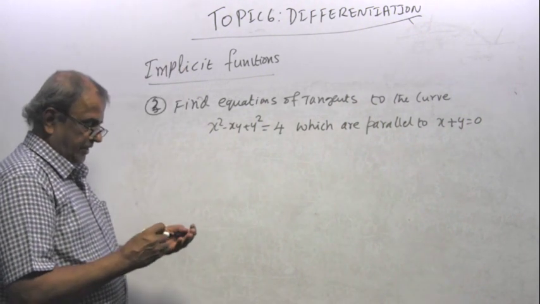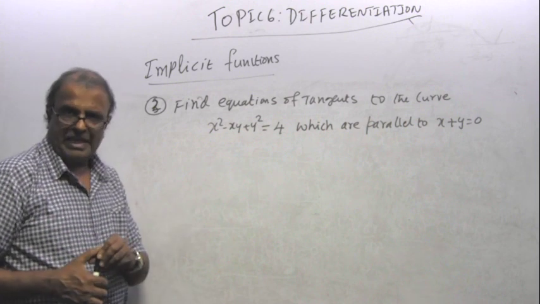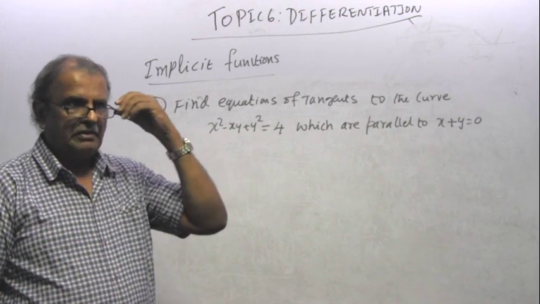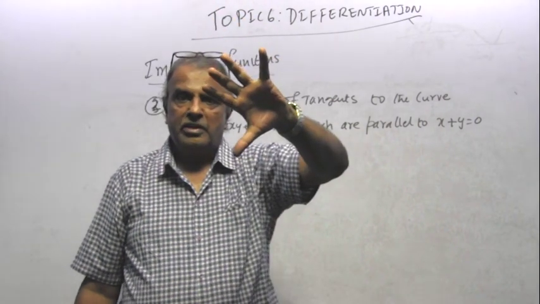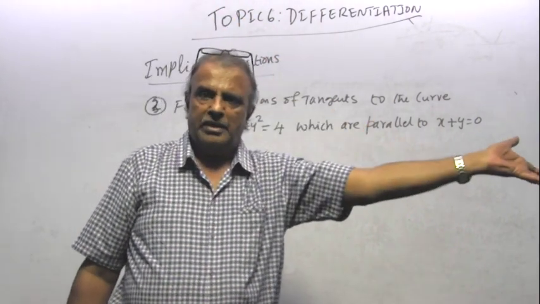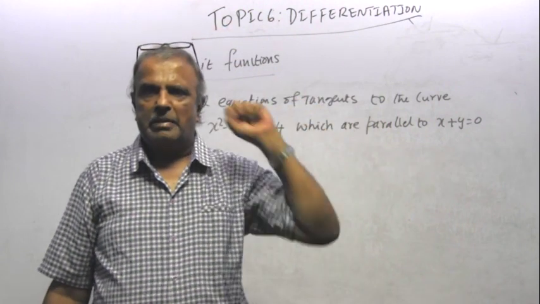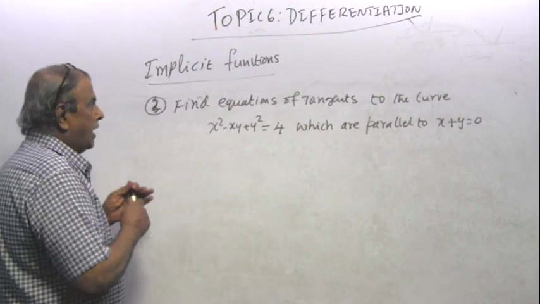As usual, analyze. I want to find the equation of a tangent. To find the equation of a tangent, I should know a point. That means I should know a value of x and the corresponding value of y. And I should know the value of dy/dx.